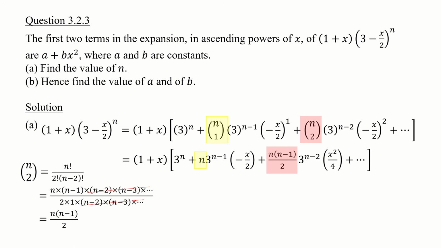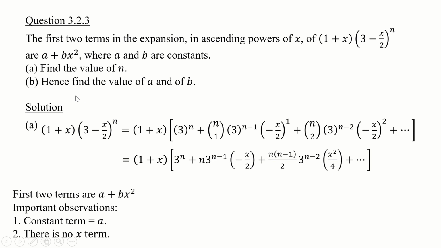Using this, we can make some other observations. The first two terms are given to be a plus bx squared, so we have to make some important observations. First of all, the constant term is a. So later on when we multiply out, we know that we actually have to compare against a. The constant term that we can get is actually 1 times 3 to the power of n. And so that's a.